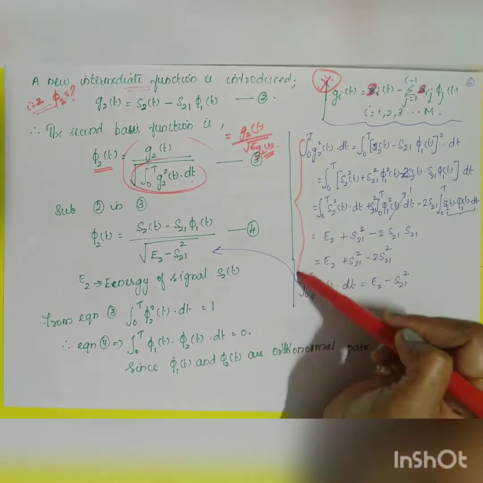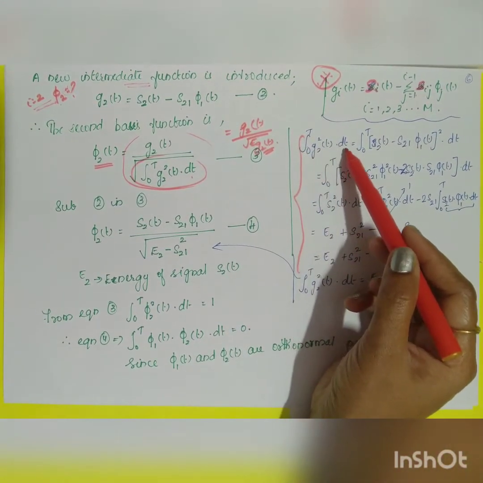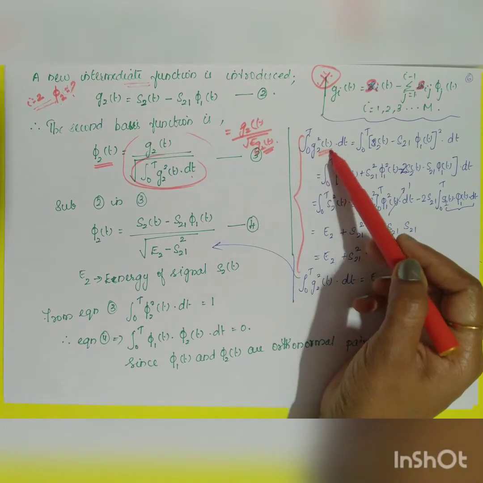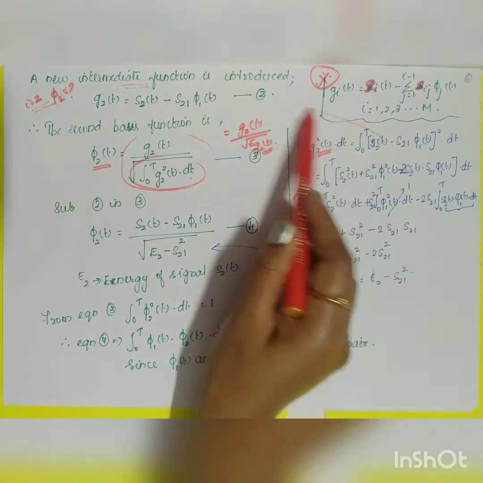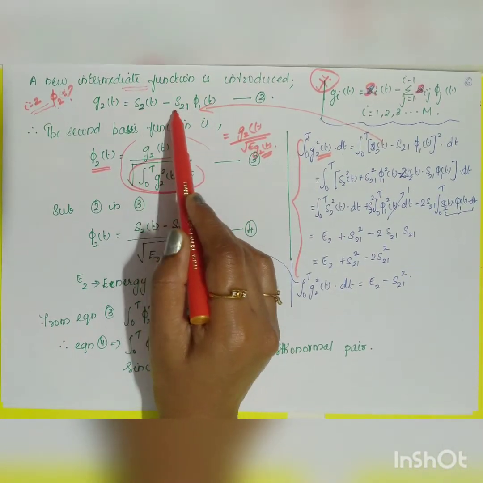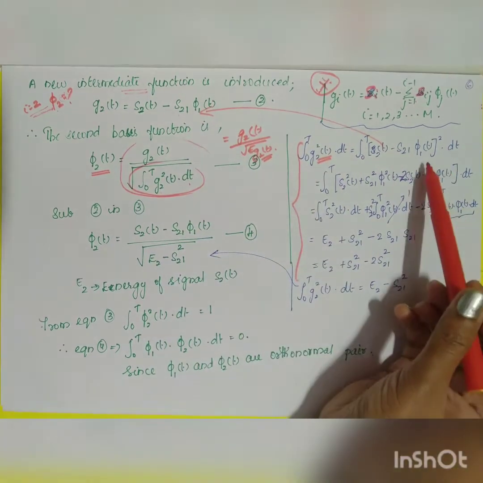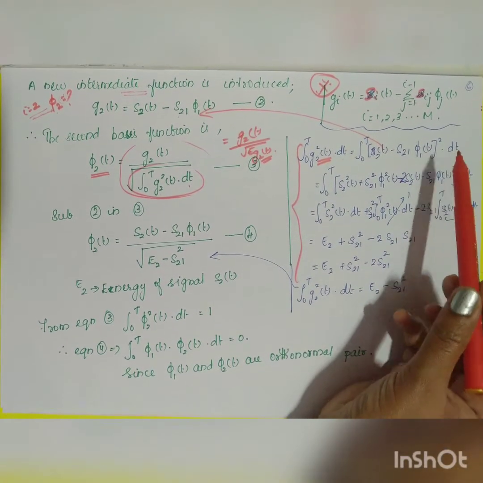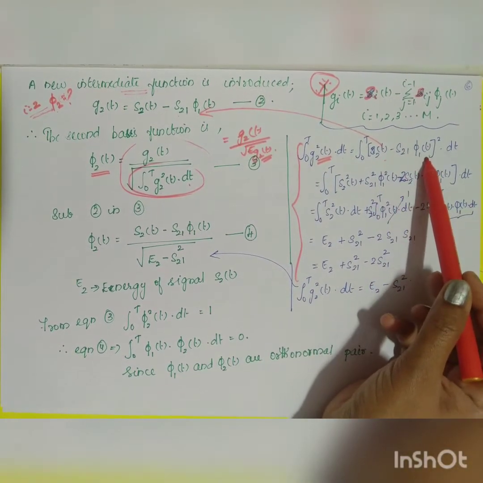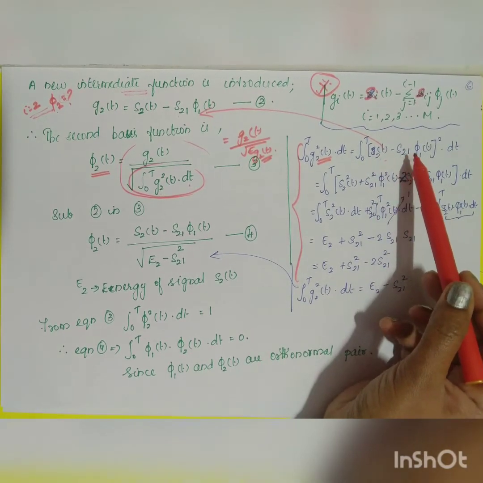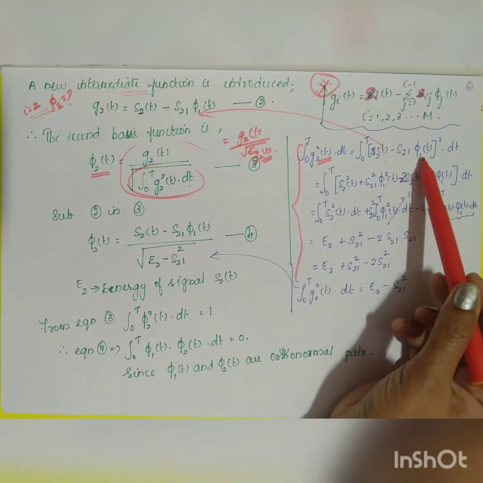I have solved it here. The integral from 0 to T of g2 square of t dt is equal to, instead of g2 of t, you are going to substitute the formula. What is the formula? S2 of t minus s21 into phi 1 of t, the whole square, into dt. Now it is in the form a minus b the whole square, right? So a square plus b square minus 2ab.